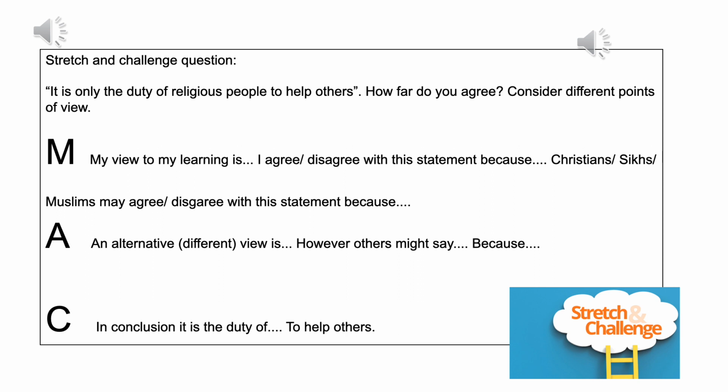Got that? Fantastic. Now think of an alternative view. So you've got your view written down in your first paragraph. Now let's move on to our second paragraph. An alternative view, a different view. Why might someone disagree with what you said in your first paragraph? So someone might say it is the responsibility of everybody. Why might they say that? Why might some people say it's only religious people?